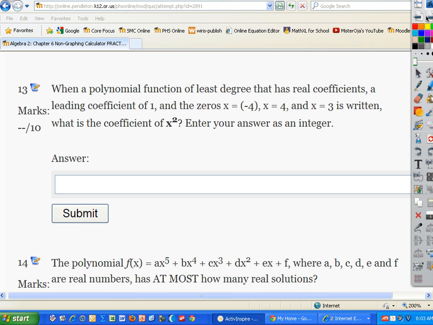When a polynomial function of least degree has real coefficients, leading coefficient of 1, and these zeros. Now, what's that mean? Just means you're going to build the easiest possible polynomial from these zeros. This is what we did in 6-7, I think it was, where you turn the zeros into factors, just expand them out.